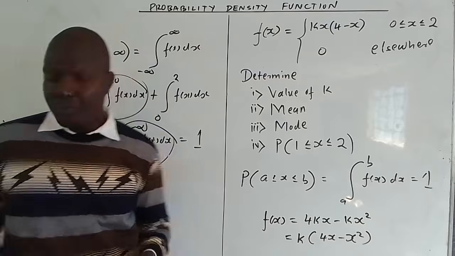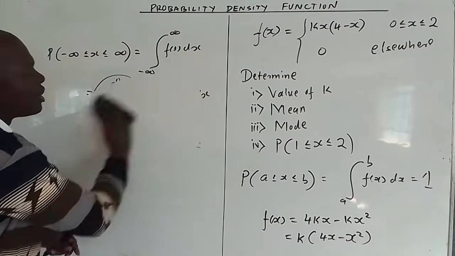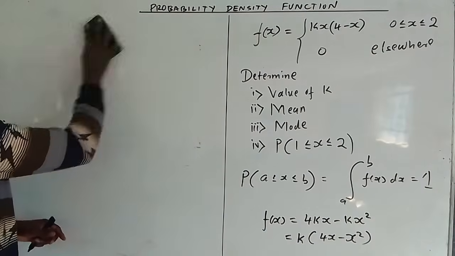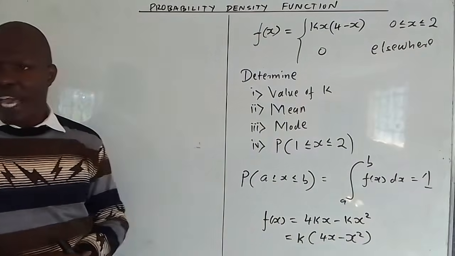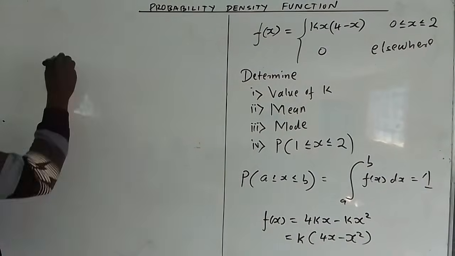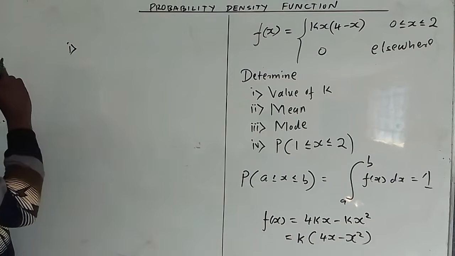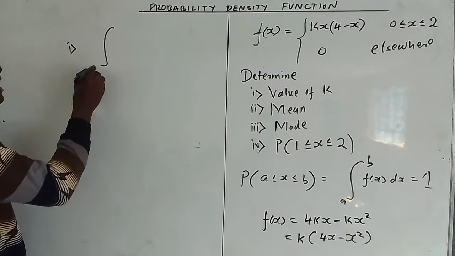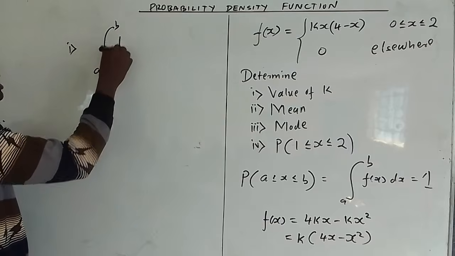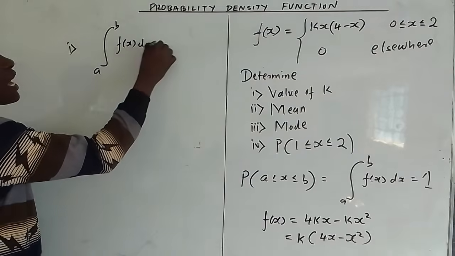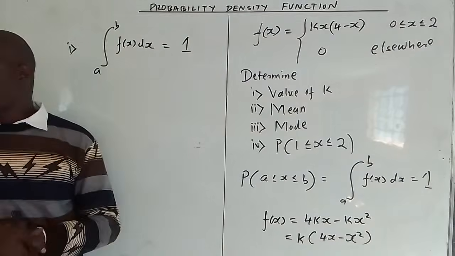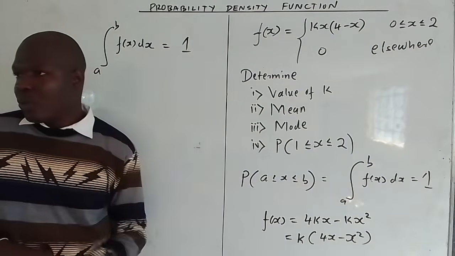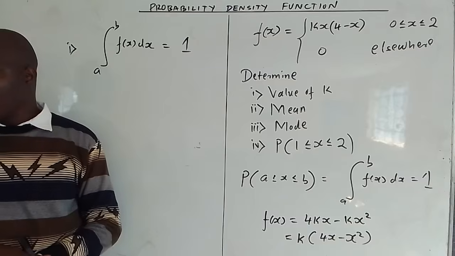So what do we have here? Start with Roman number 1. You'll be told to find the value of k. So the value of k is going to be found by integrating from a to b of f of x dx. If we integrate that, we get the whole range of a probability measure, which is 1, what we've defined there, isn't it? Are we together?